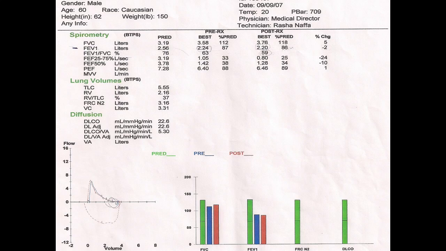This is spirometry of a patient who has COPD. The hallmark of COPD is that the FEV1 over FVC ratio in the post-bronchodilator test has to be less than 70%. Here it is 59. And as we said, this is not reversible disease. So we look at the FEV1 before and after bronchodilator. Before bronchodilator it was 2.24 and after bronchodilator 2.2. And it is 86%. So this is COPD and this is a mild disease because the severity of the disease is determined by how much the FEV1 is as percent of predicted.